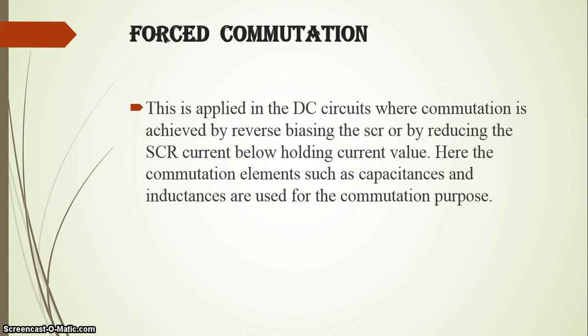Forced commutation. This is applied in DC circuits, where commutation is achieved by reverse biasing the SCR or by reducing the SCR current below the holding current value. Here, commutation elements such as capacitances and inductances are used for the commutation purpose.